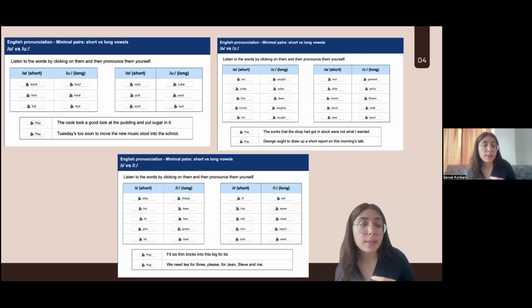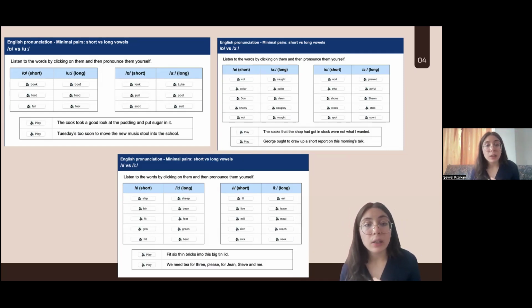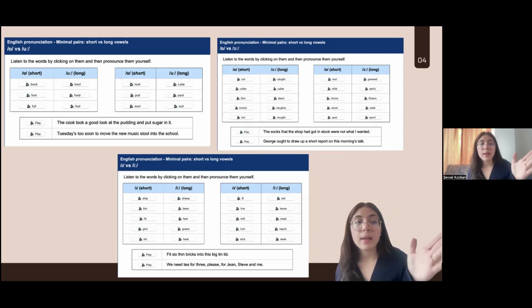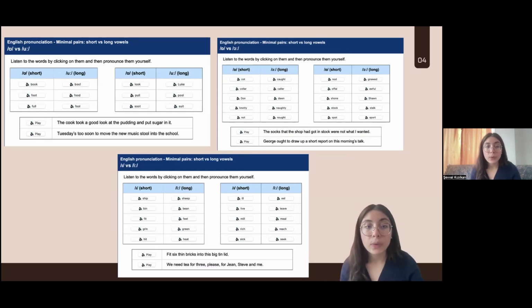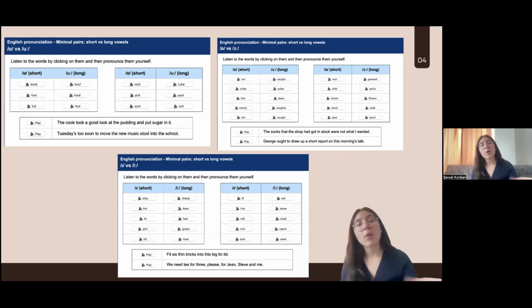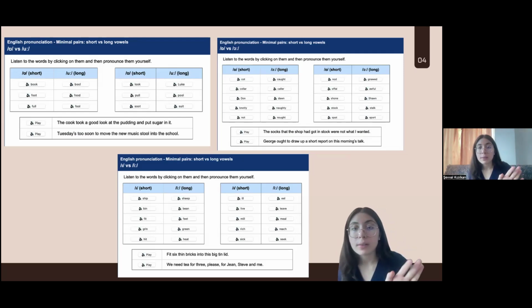Let's look at the sentences. The cook took a good look at the pudding and put sugar in it. This contains short vowels. Tuesday's too soon to move the new music stool into the school. This contains long vowels. You got it? Let's make one more example.